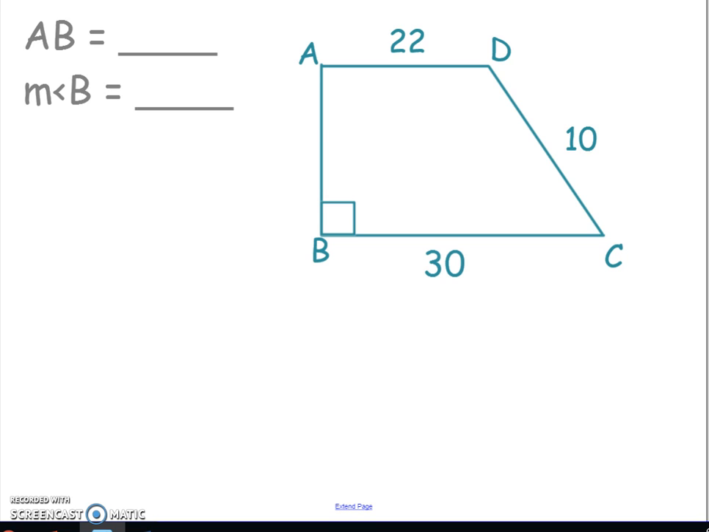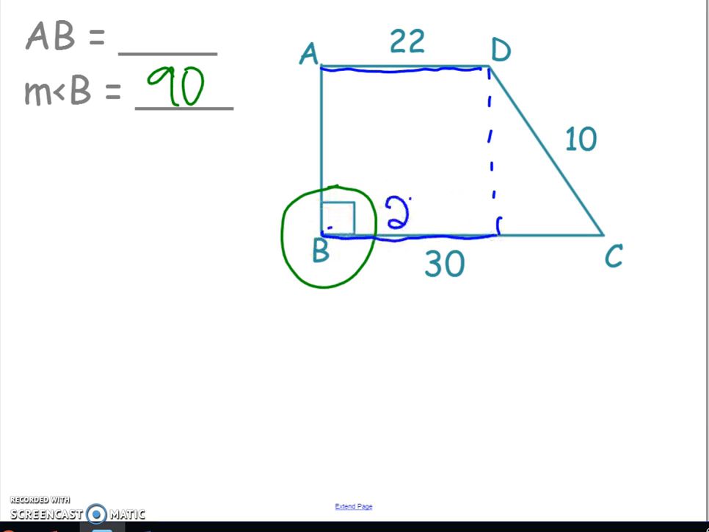Your next example, we have a right trapezoid. We're looking for AB, and we're looking for the measure of angle B. Well, I already know that that's going to be 90. And then I need to find that height right there. So if I block this off like that, because this part is 22, then this part has to be 22. And then this little piece left over is 8. I know that because this part, 22 plus 8, that's the whole thing that has to equal 30.